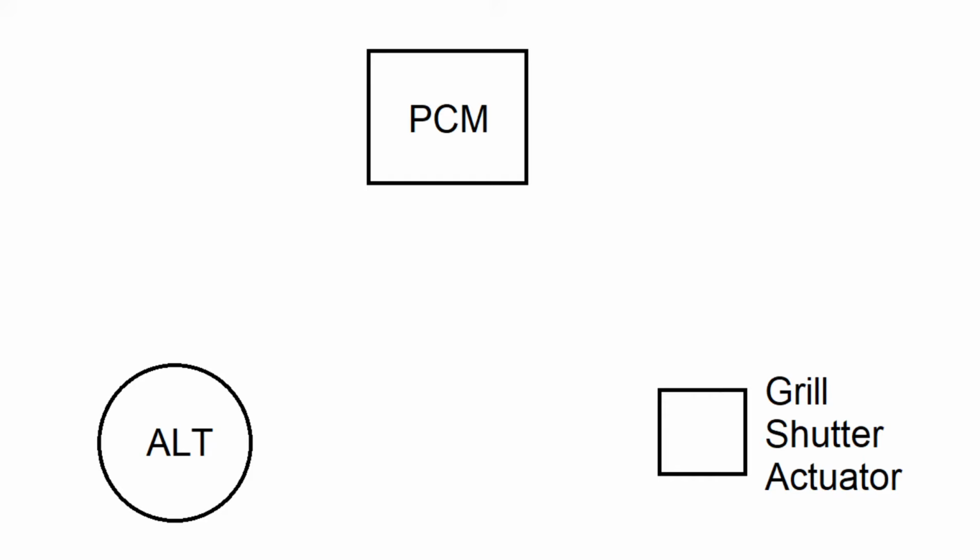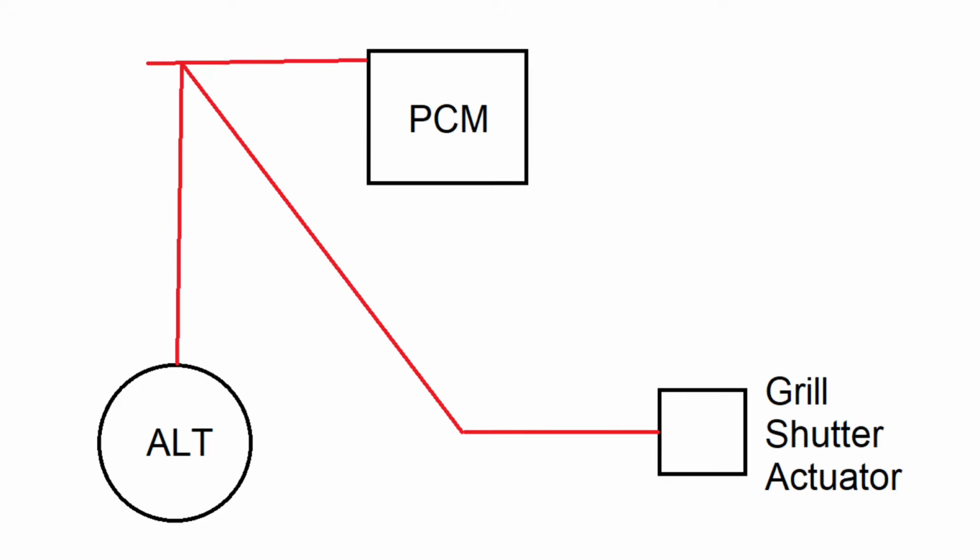We've got the PCM, or the powertrain control module, we've got an alternator, and we've got a grille shutter actuator. Now all three of these are going to have power to them. The PCM and the grille shutter actuator are obviously going to go through a fuse, and the alternator is going to be a very large cable directly from the battery. All three are obviously going to be grounded. There's going to be a ground wire, or a couple of ground wires actually, coming out of the PCM. The active grille shutter is going to have a wire coming out of it that goes to ground, and the alternator is going to ground to the engine block through the alternator case.